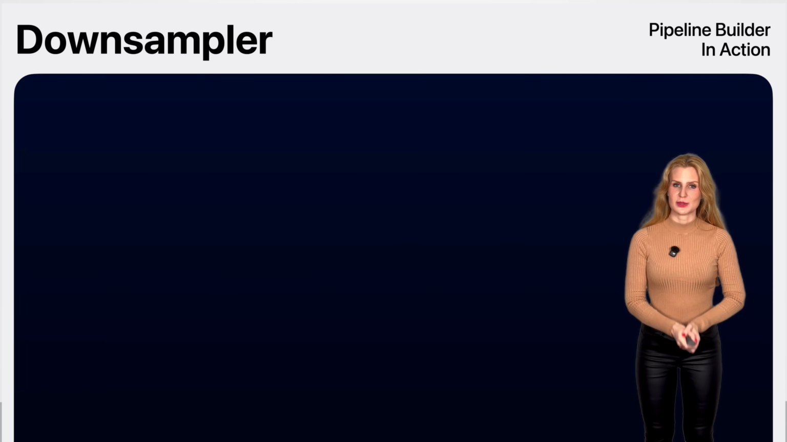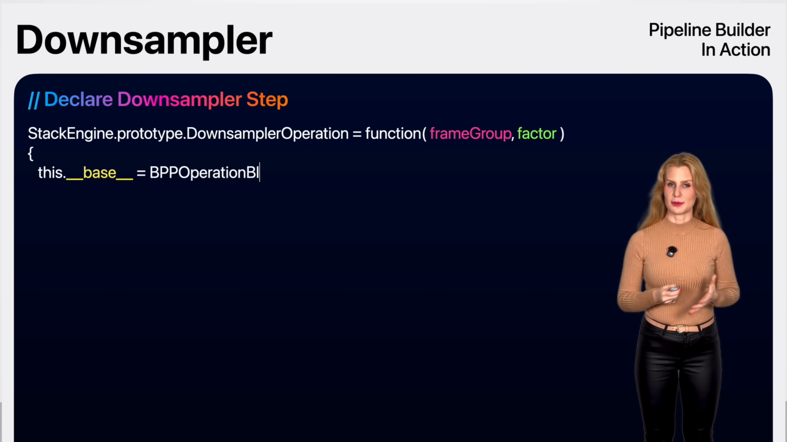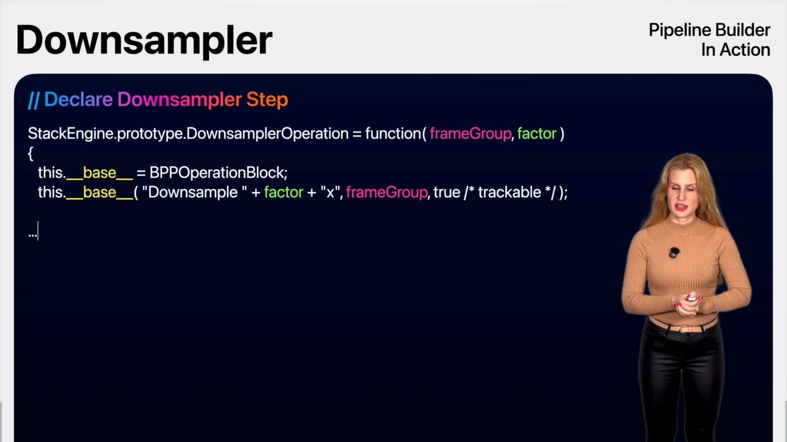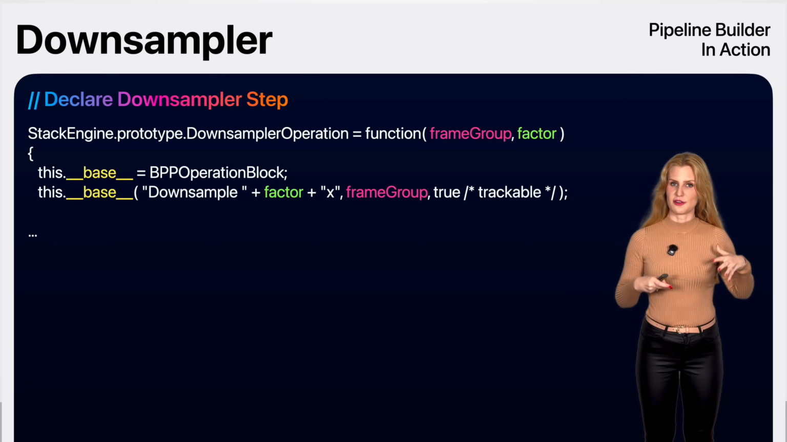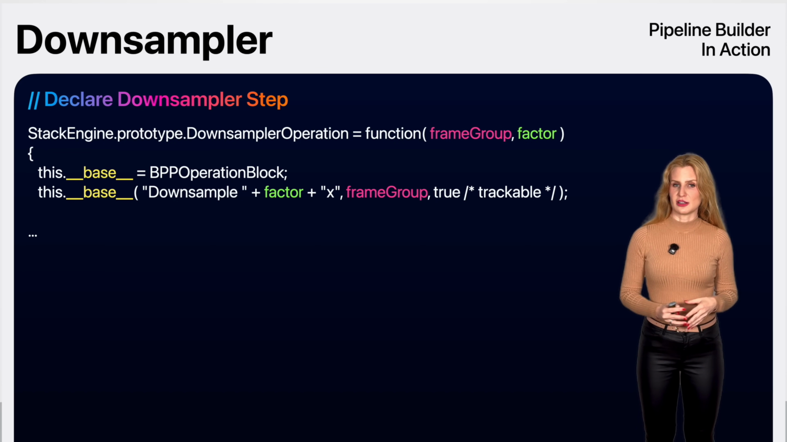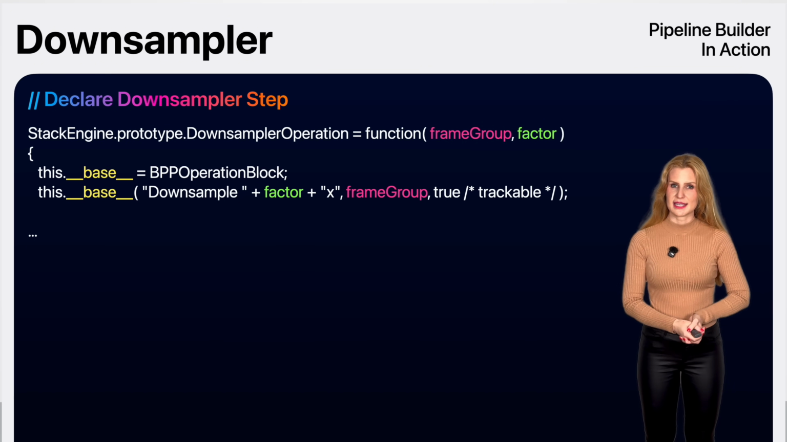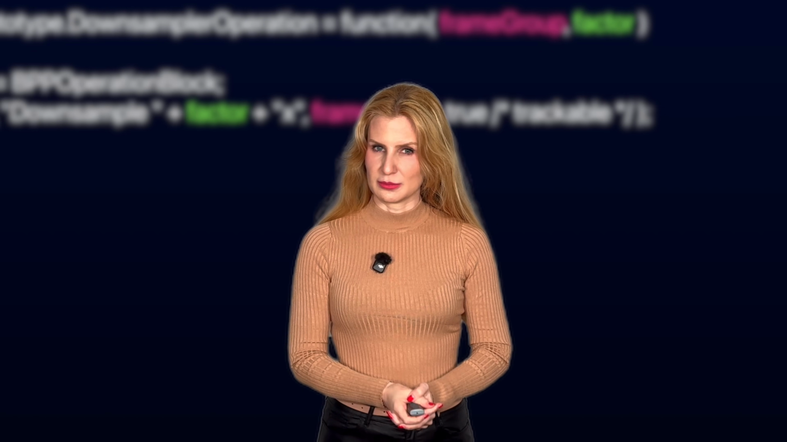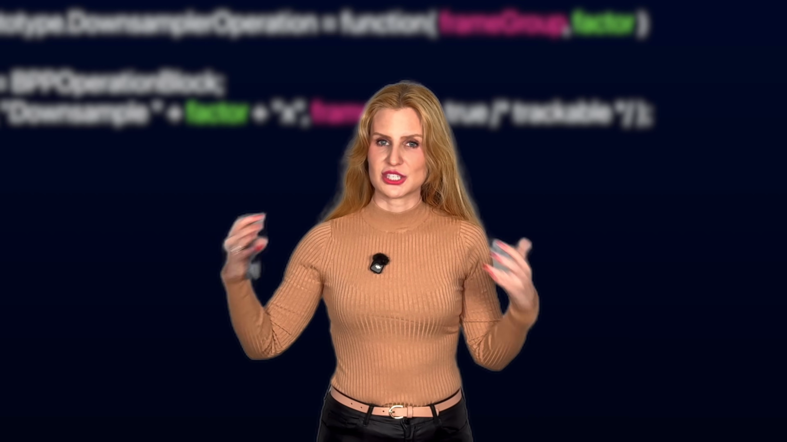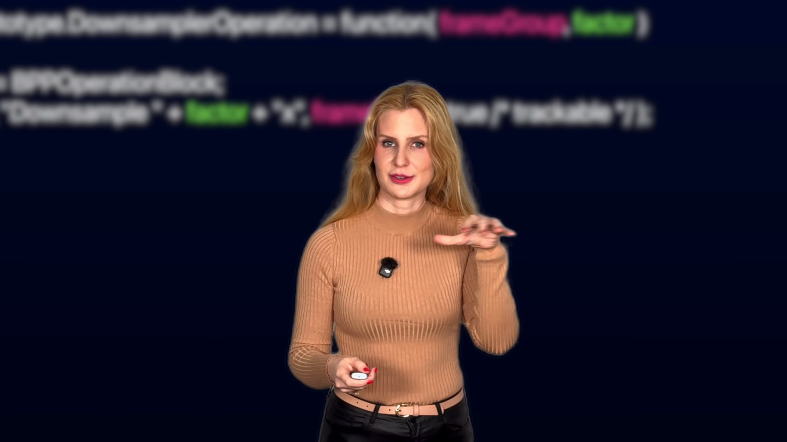The first thing we're going to do is declare a new step, our downsampler. We're going to say that this is based on a BPP operation, and we're just going to say that this is a downsampler. And since our function here takes two arguments, one is our frame group and the second one is sampling factor, we're just going to say that our operation is called downsample, and then we will be executing it on the frame group, and we will say that this is trackable. What does trackable mean? We already know what it means. It means that our operation is actually accessible externally via the event script. So if you do the Telegram thing, you could even get an update of how your downsampling went.